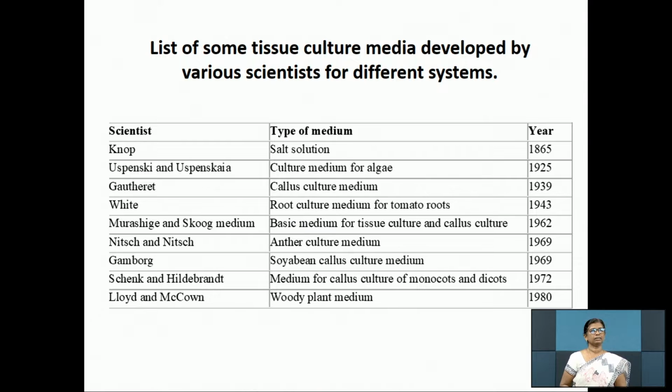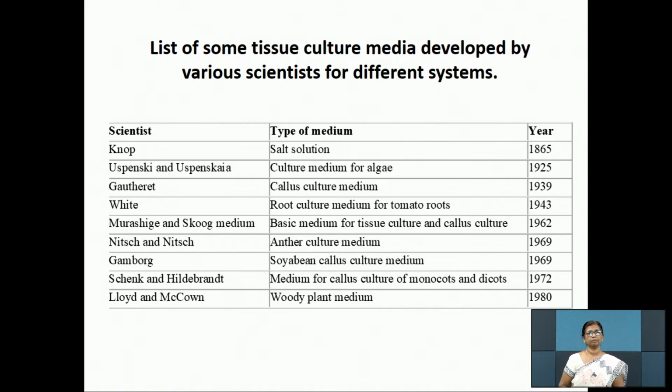For example, the scientist Knop formulated the salt solution in 1865. Then Uspenski and Uspenskaia, the culture medium for algae in 1925. Gautheret formulated the callus culture media in 1939. And White formulated the root culture media for tomato roots in 1943.